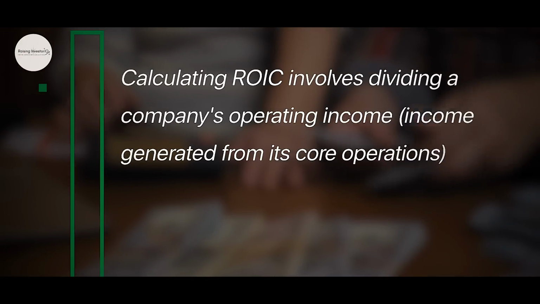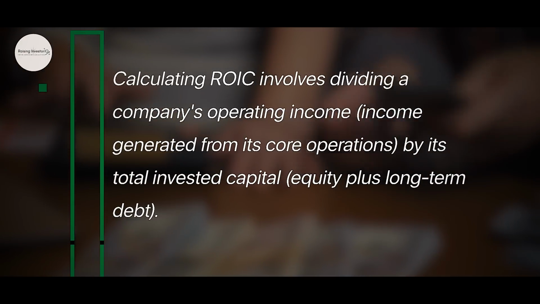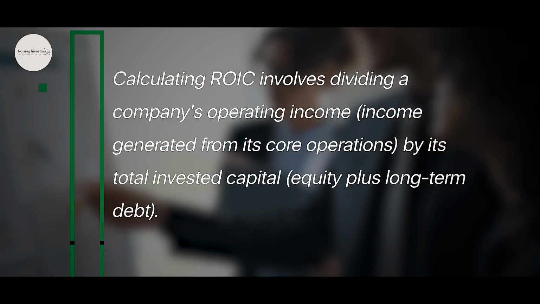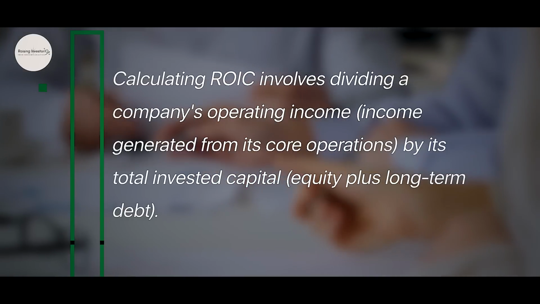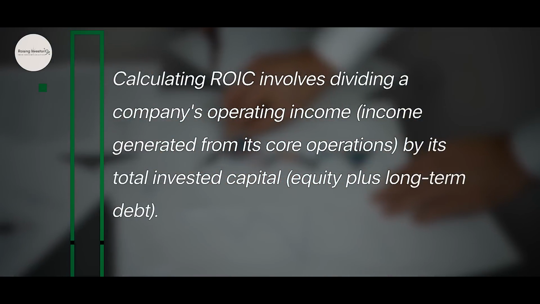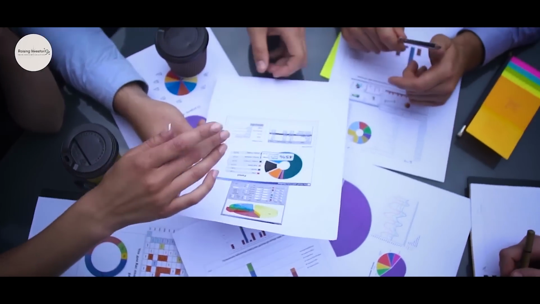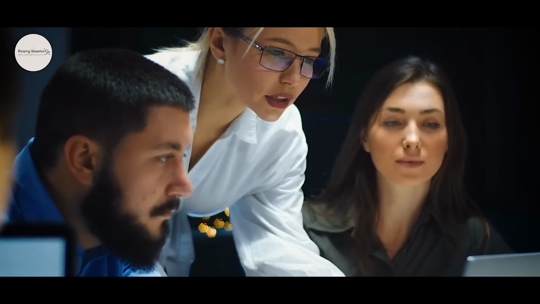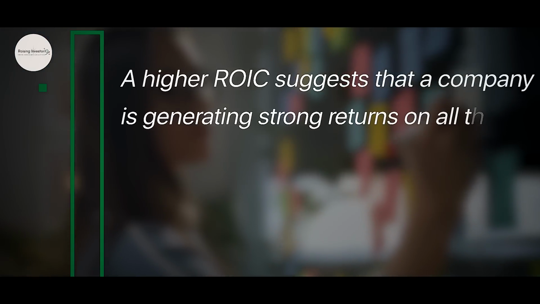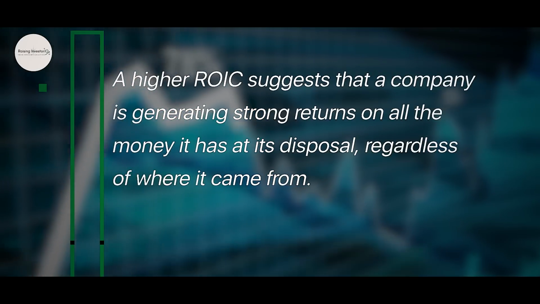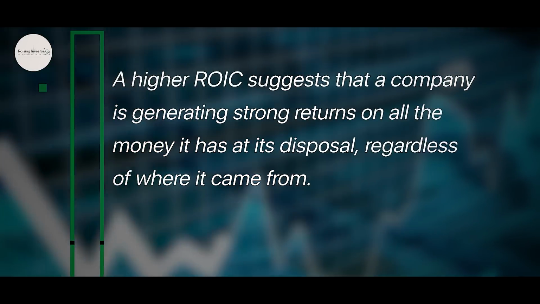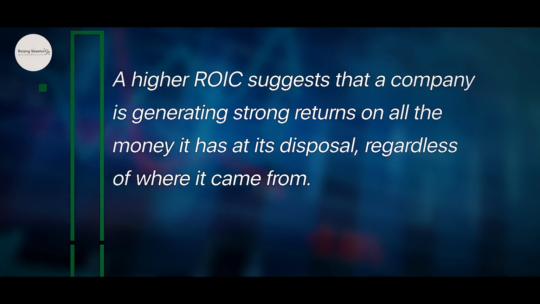Calculating ROIC involves dividing a company's operating income generated from its core operations by its total invested capital, equity plus long-term debt. Similar to ROE, ROIC is expressed as a percentage. A higher ROIC suggests that a company is generating strong returns on all the money it has at its disposal, regardless of where it came from.